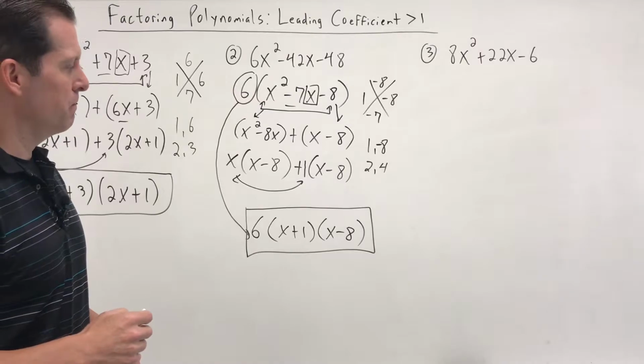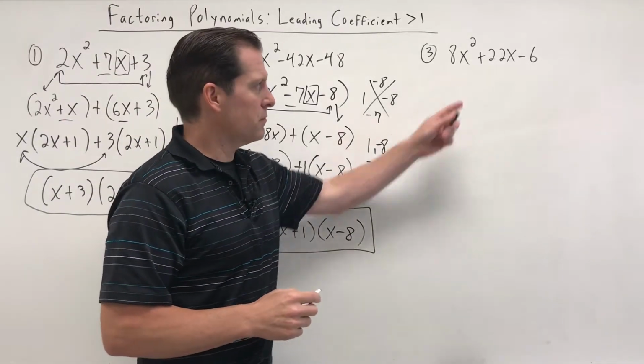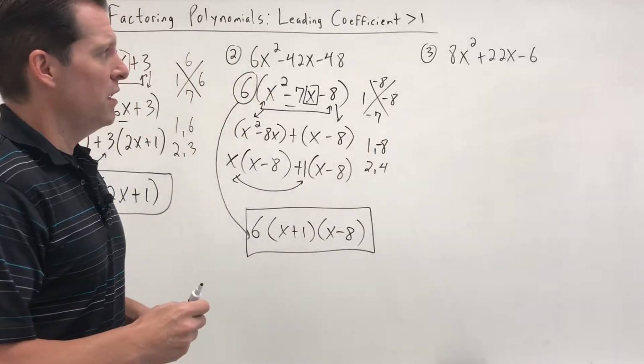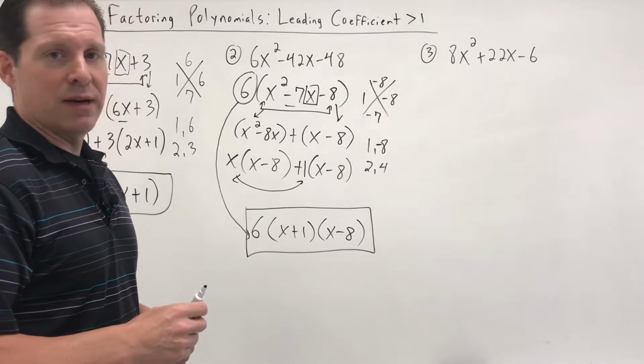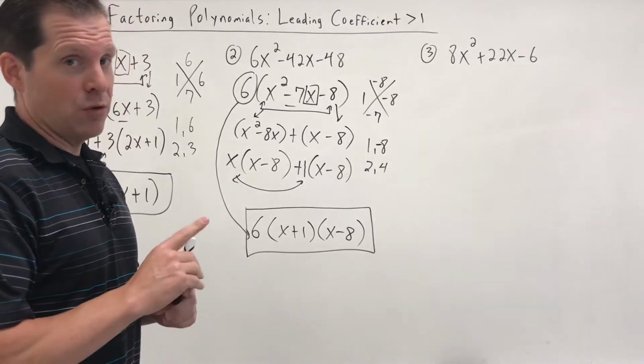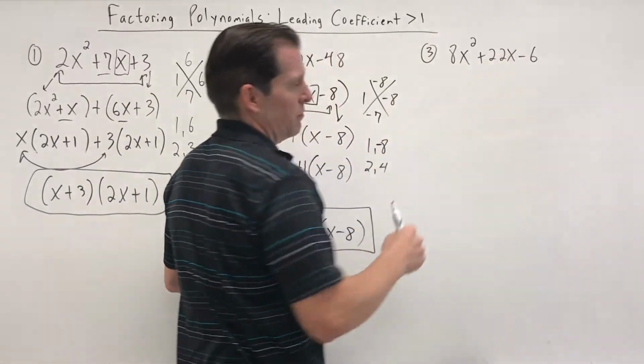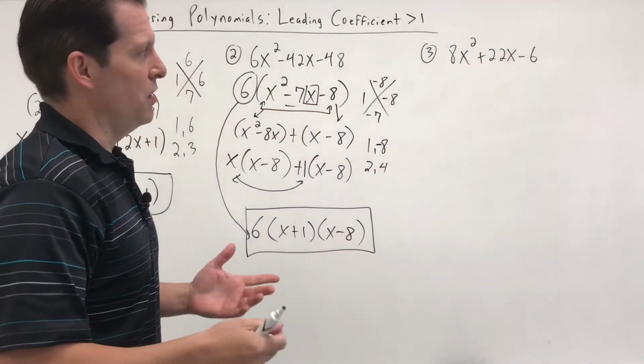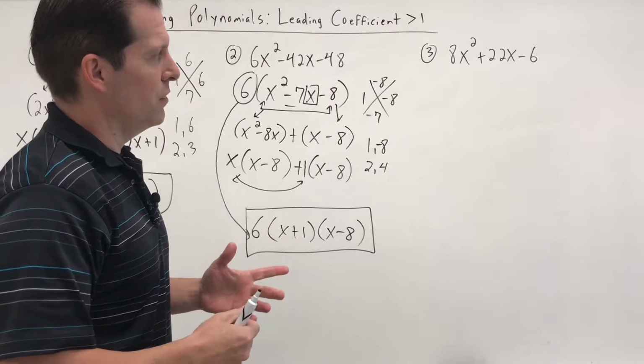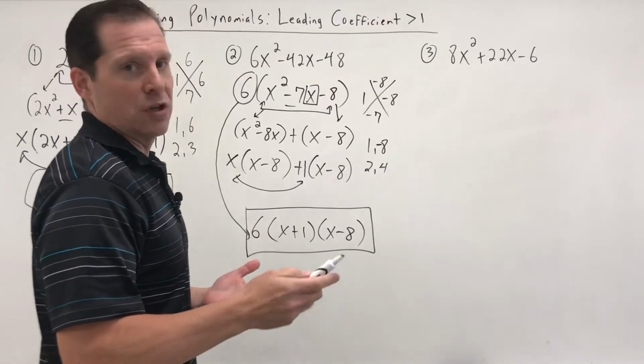Okay? So let's look at number 3, 8x squared plus 22x minus 6. So the first thing is we want to look for a common factor. So you got all these numbers are even, so we definitely have a 2. Is there any number we can use? You could try 4. No, that's not going to work. So 2 is going to be it.